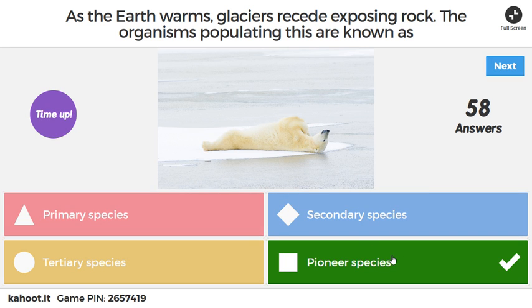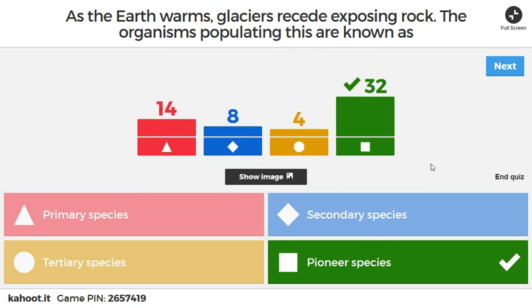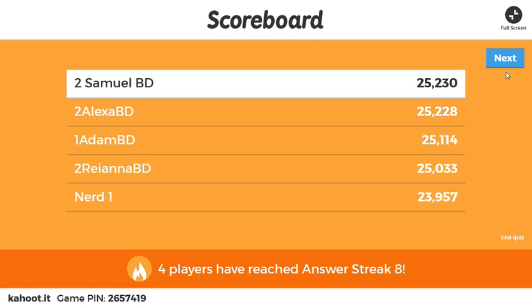Okay, so this is going to be pioneer species. Looks like the majority of us got that. Even though it's the first species, scientists don't refer to them as the primary species. They refer to them as the pioneer species. They're the first ones exploring and starting to populate that area. And they're called pioneers because the Americans who moved out west to explore were called pioneers. So scientists named them the pioneer species. All right, let's move along.